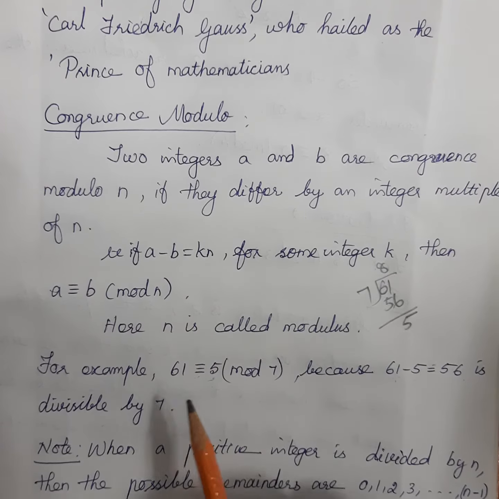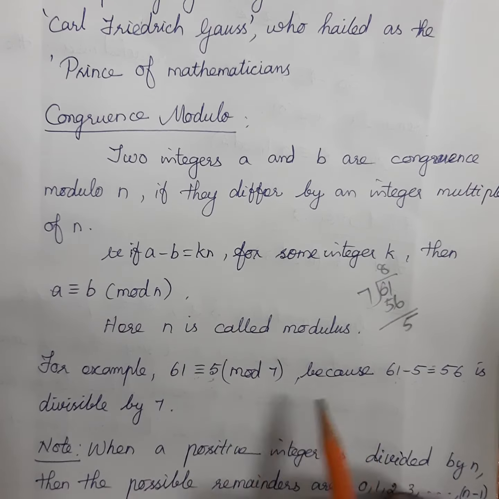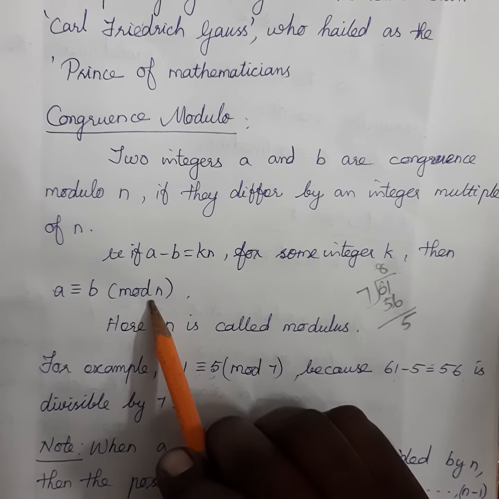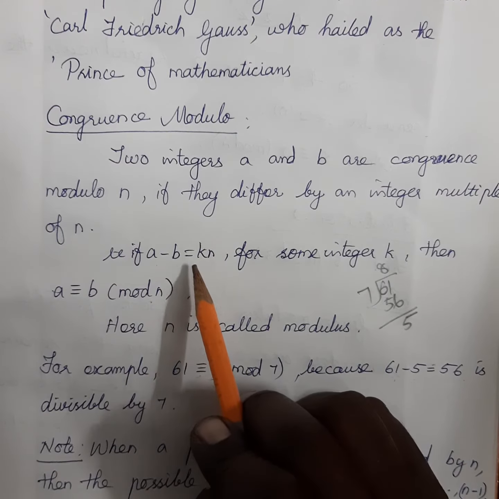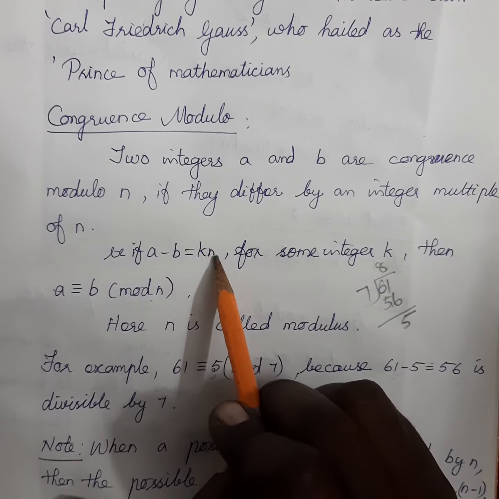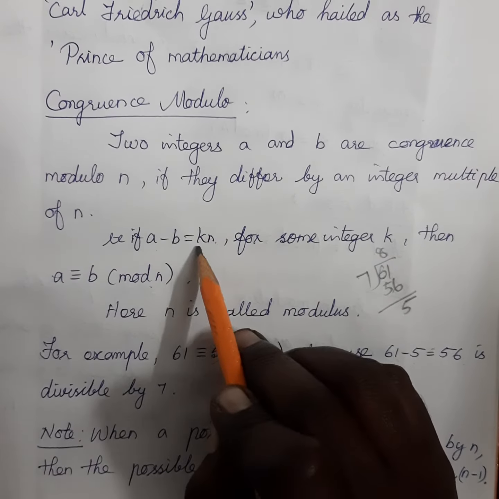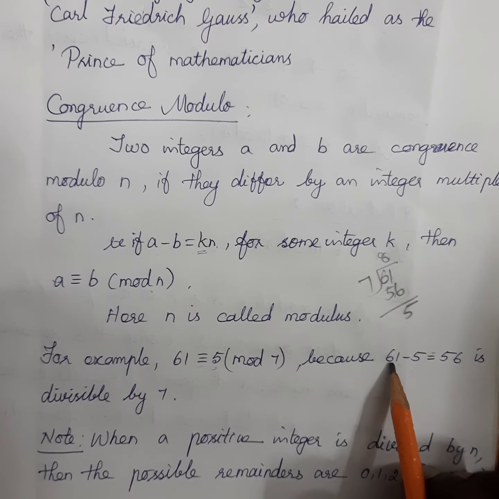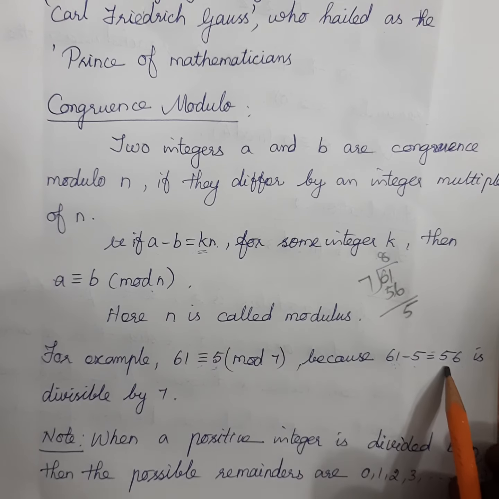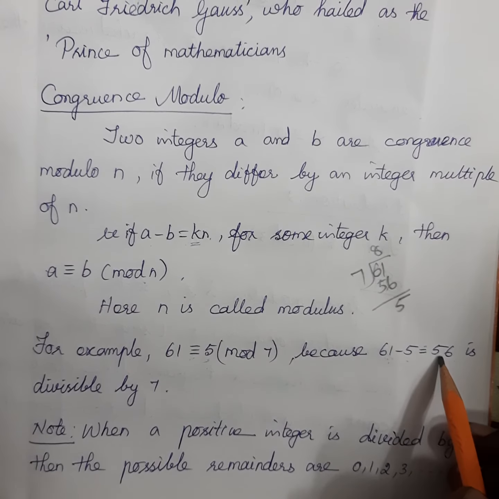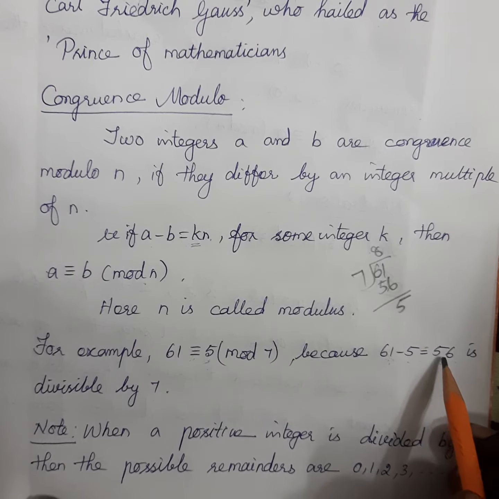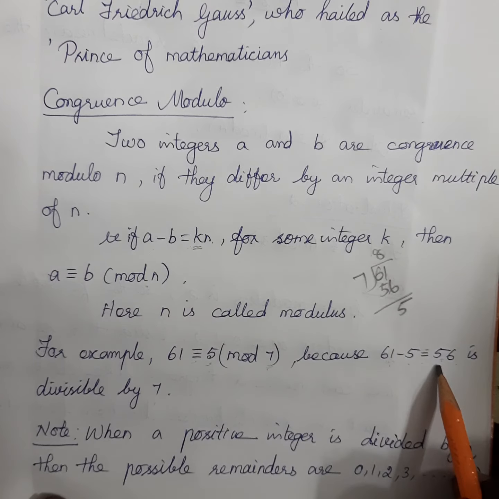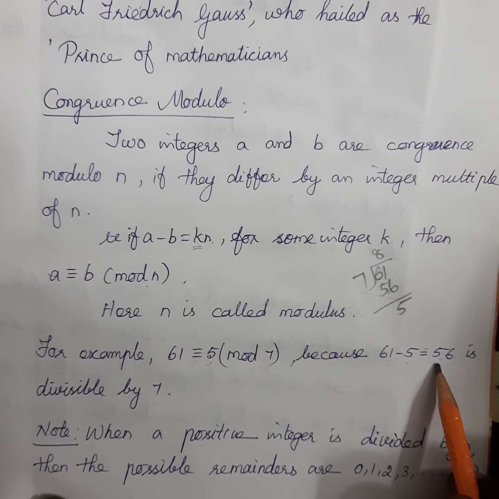So given a congruent to b mod n, you can write it as a minus b equal to k into n, where k is any integer. The same you see here: a minus b, 61 minus 5 equal to 56. 56 means 8 into 7. 7 is the modulo value here. 8 is the integer. Are you clear?